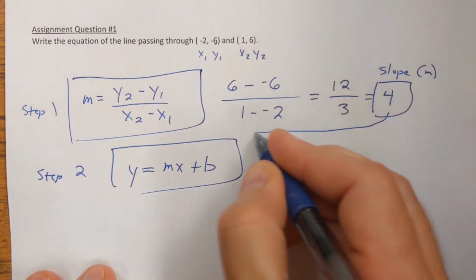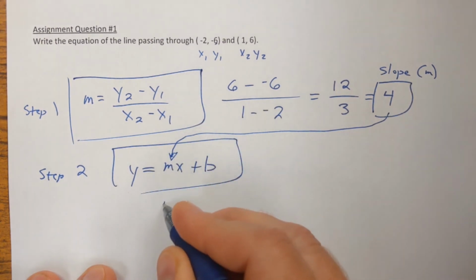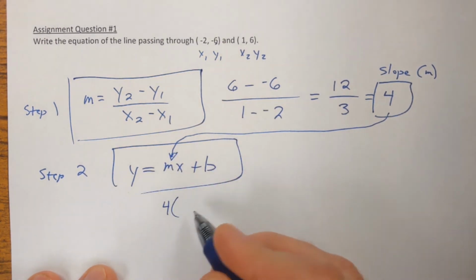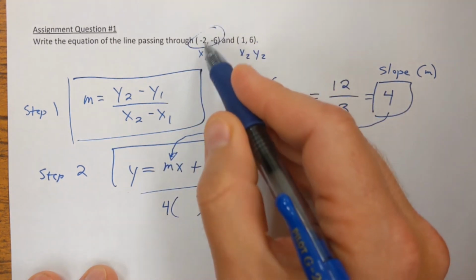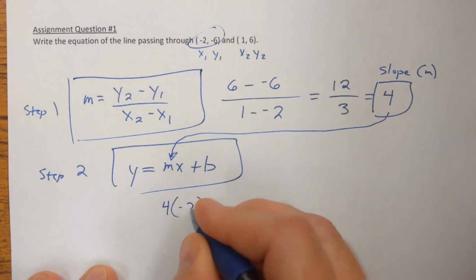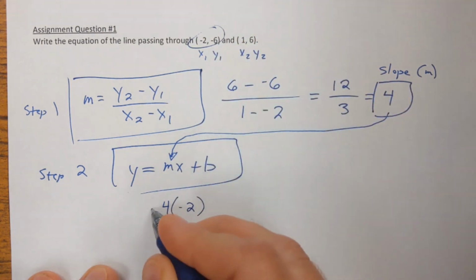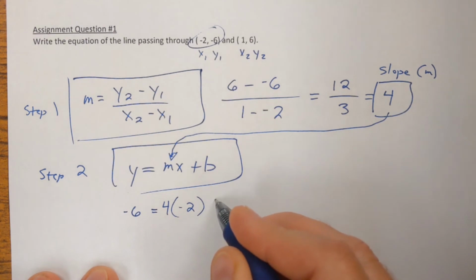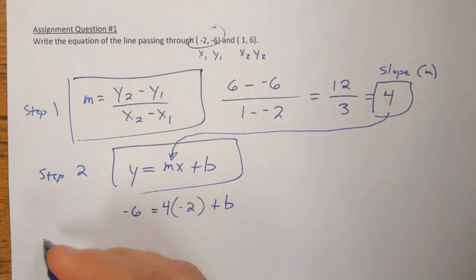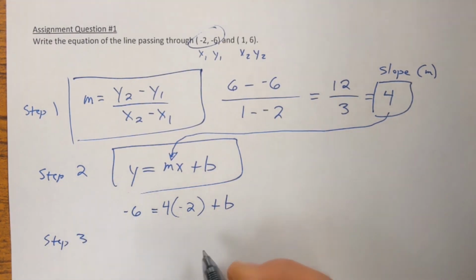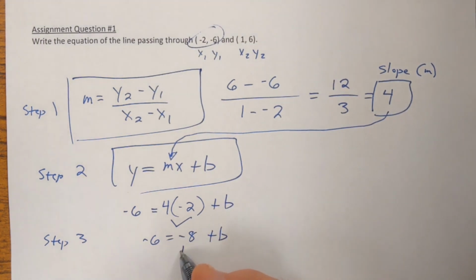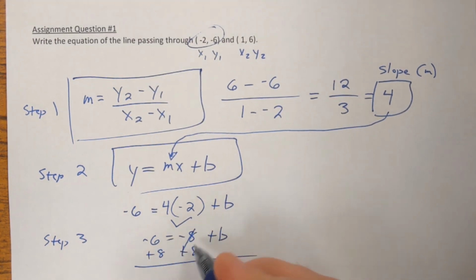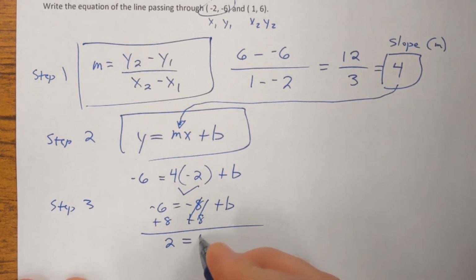I am going to plug that 4 in for m into y equals mx plus b, along with my x1 and my y1. I'm going to put my x1, negative 2, in place of x. I'm going to put my y1, negative 6, in place of y. And I'm going to use that to solve for b. 4 times negative 2 is negative 8. So when I solve for b, I'm going to get positive 2 for b.